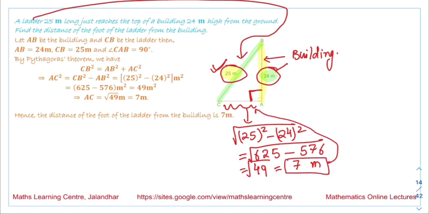So we are saying the distance of the foot of the ladder from the building is 7 meters. This is the foot of the building and this is the foot of the ladder. So the distance between these two is 7 meters.